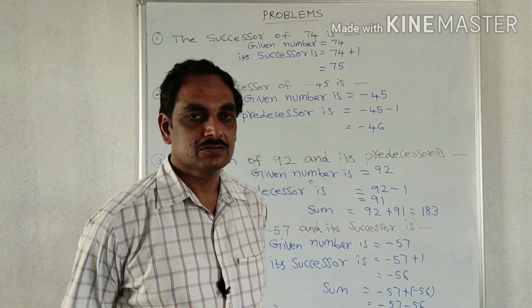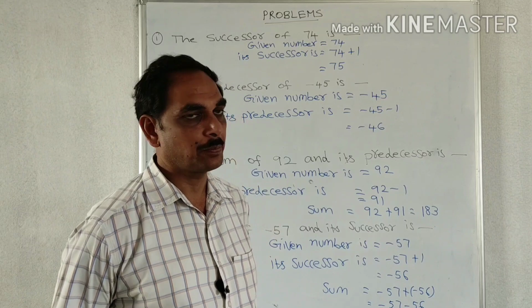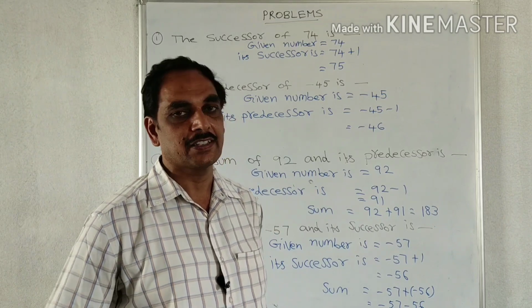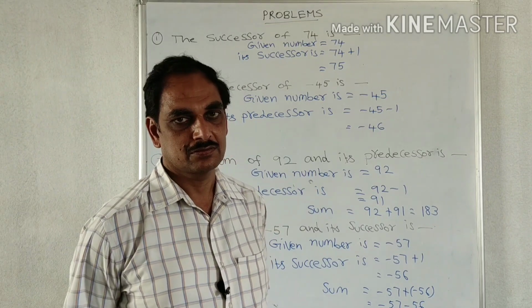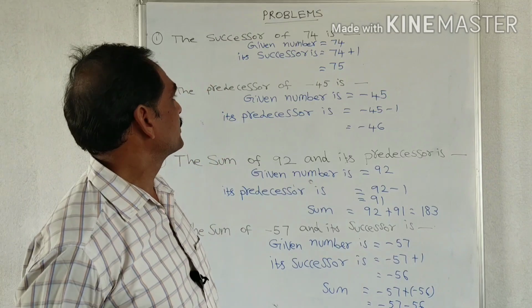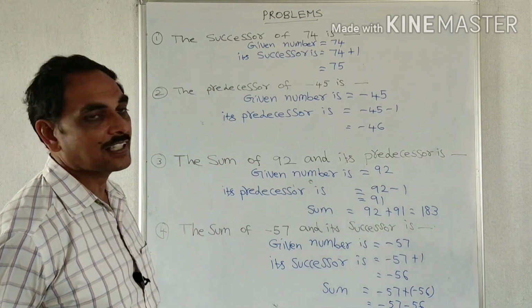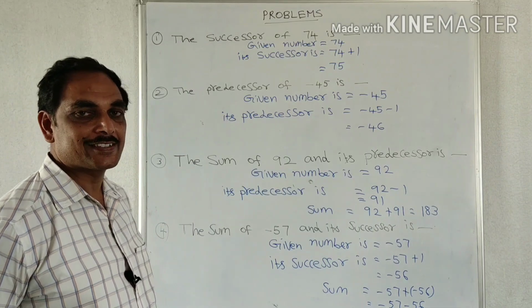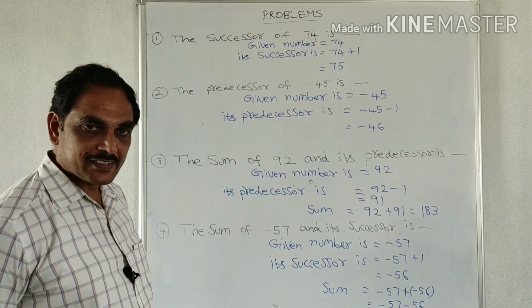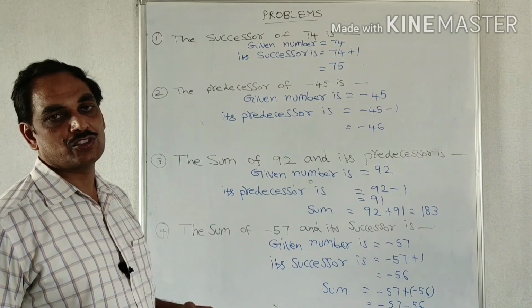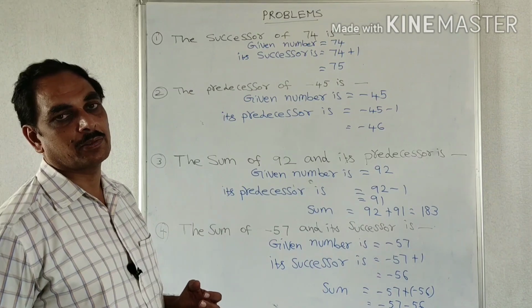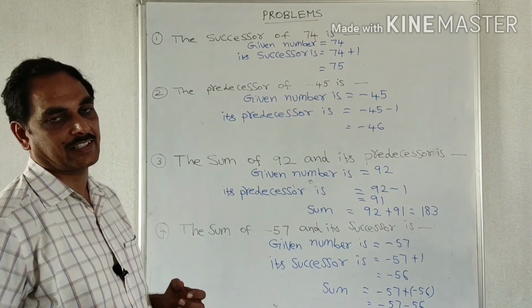In this session, we are going to discuss the problems based on predecessor and successor of a number. Problem number one: the successor of 74 is dash. Successor means the number we get when we add 1 to the number.